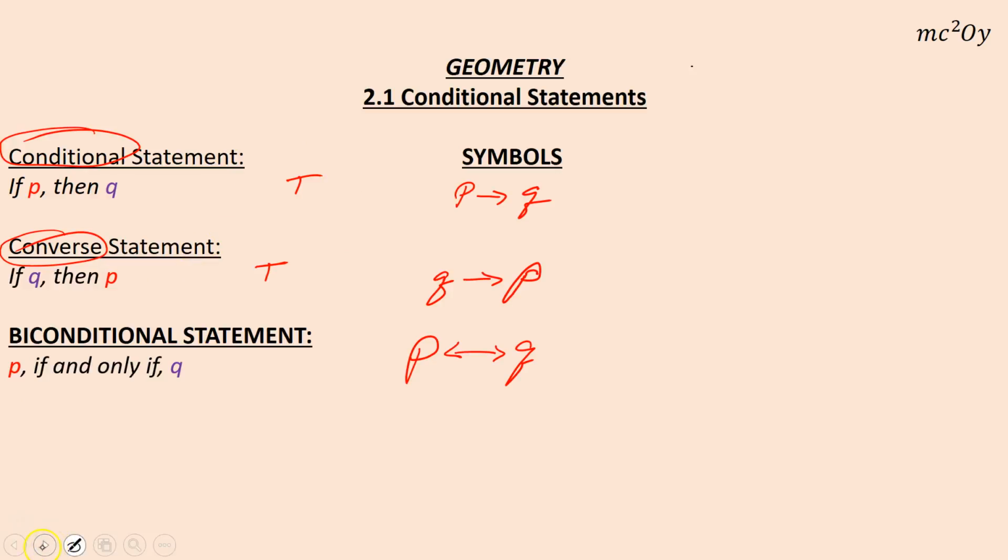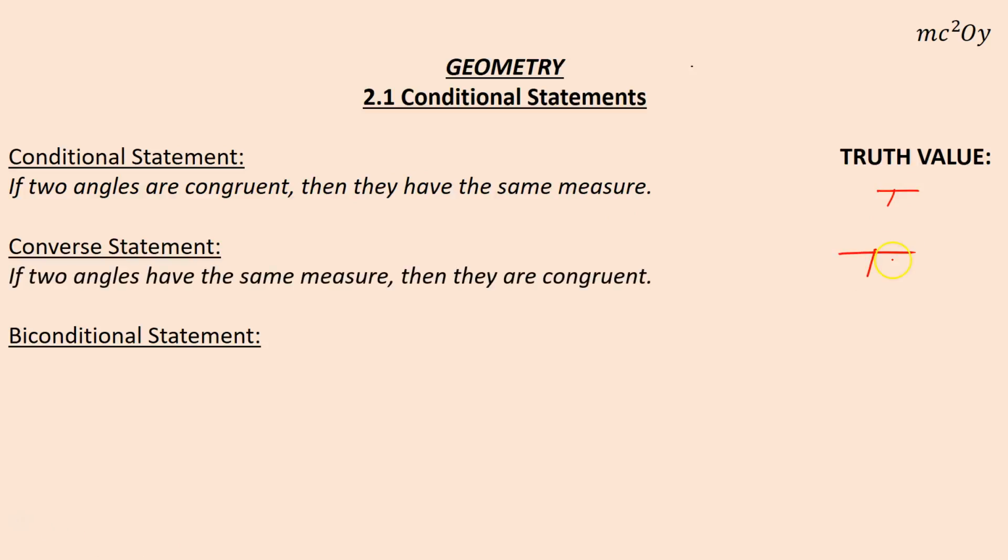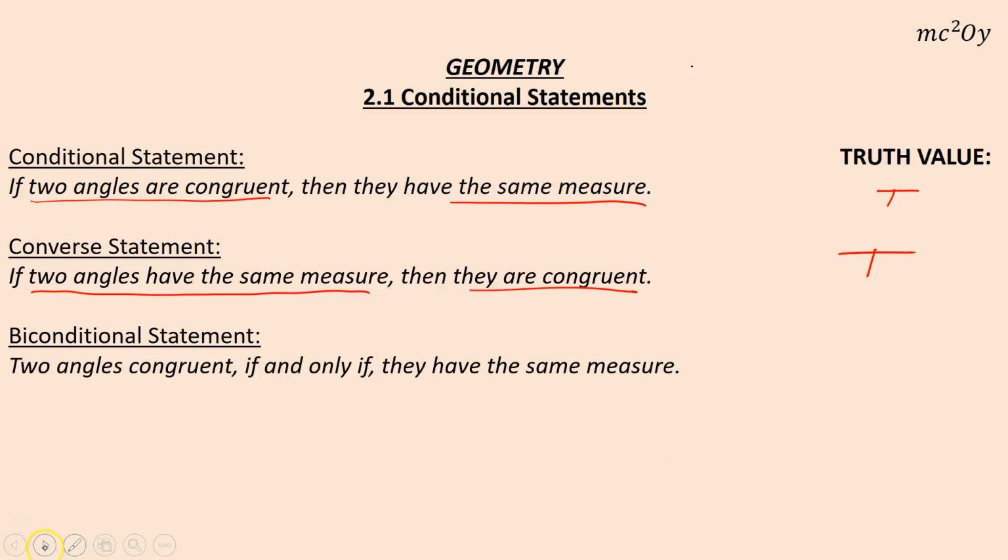Let's see that with our angle one. If two angles are congruent, then they have the same measure. We knew that was true. The converse was also true. If two angles have the same measure, then they're congruent. So now what we do is we take our hypothesis and conclusion of our conditional statement.